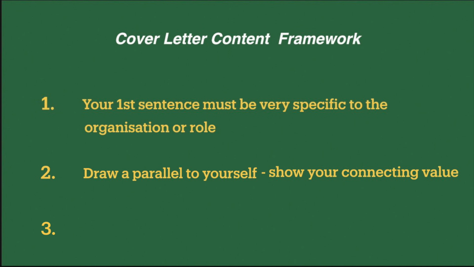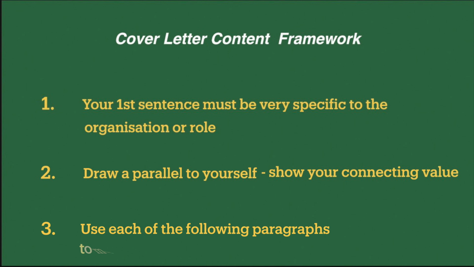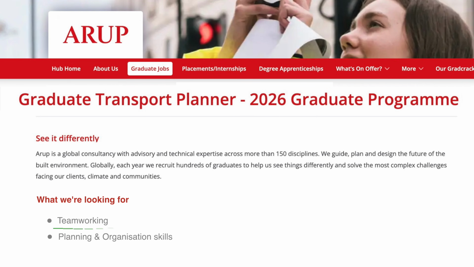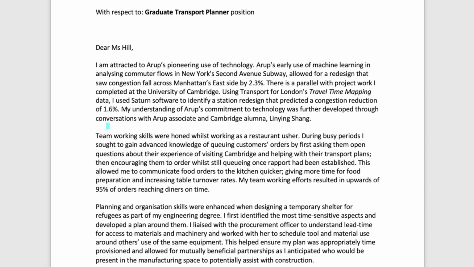3. Use each of your following paragraphs to mention one skill each from that job description. So say the top listed skill from the job description is teamworking. I want you to make that the literal first word of your second paragraph, because eye tracking software shows that's where most attention is being spent. You do this and you hook them in.